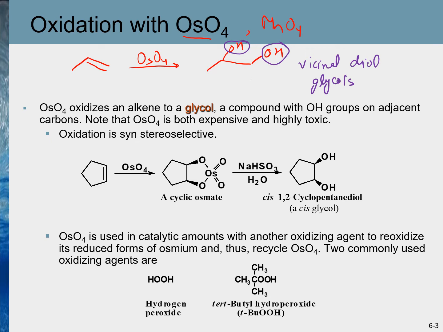Osmium tetroxide is highly electrophilic, and it adds to alkenes in a single step. This addition has a syn stereoselectivity. Syn stereoselectivity means that the hydroxide groups will add on the same side of the sigma bond structure.